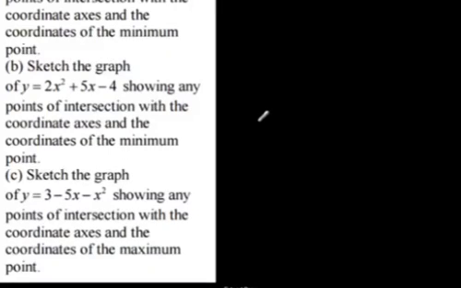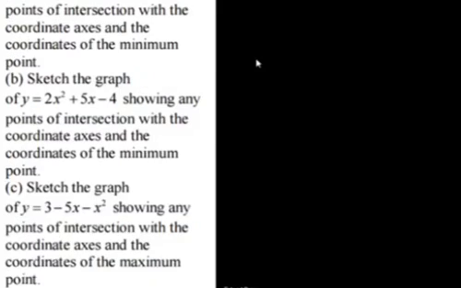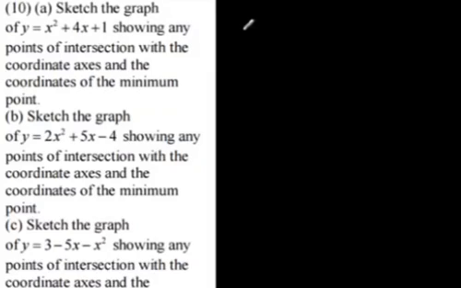So this time we've got a negative quadratic, and we can tell it's negative because we've got now the -x squared. So let's just rewrite this. What we've got then is y is equal to -x squared minus the 5x, and then we've got plus 3.